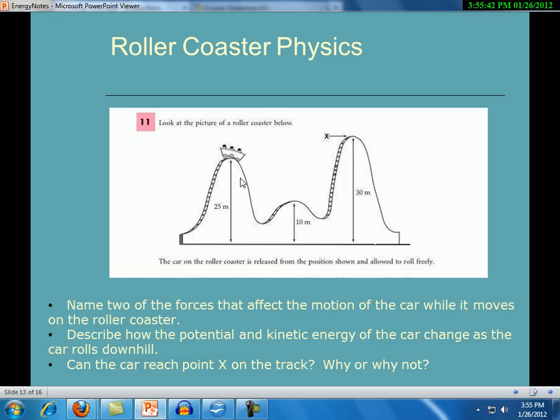So take a look. I want you to answer these questions and have them ready for me. First one, name 2 forces that affect the motion of this car. Then, describe to me how the potential and the kinetic energy will change as the car rolls downhill. And then the last thing I want you to answer is if the roller coaster will ever be able to get to point X on this track, given what you see here. Yes or no, and why. This might take you a few minutes. This is your assignment. Answer these to the best that you can.